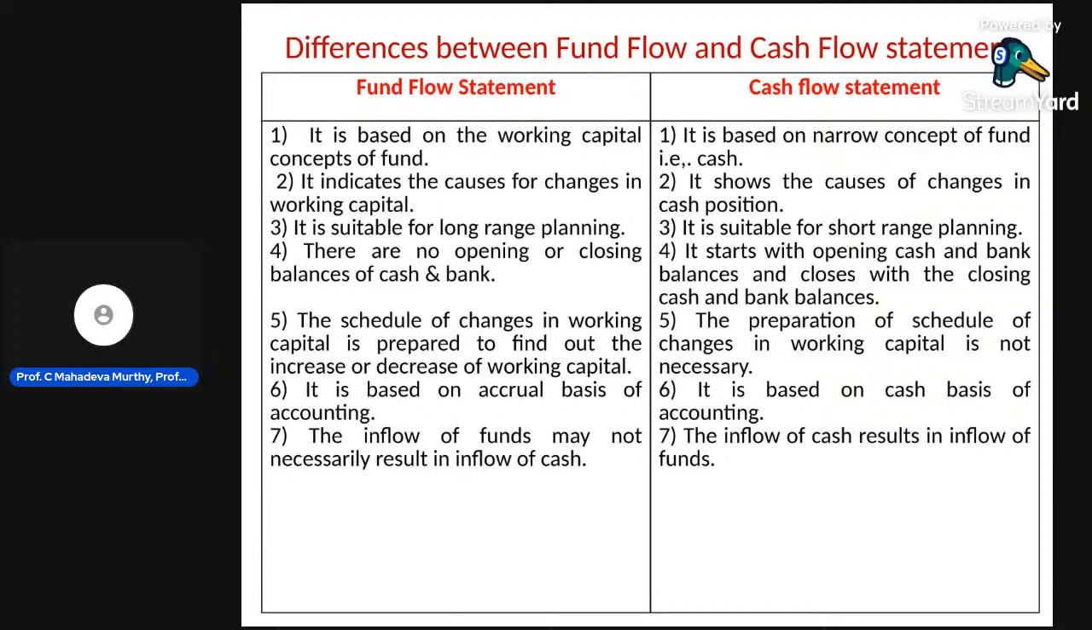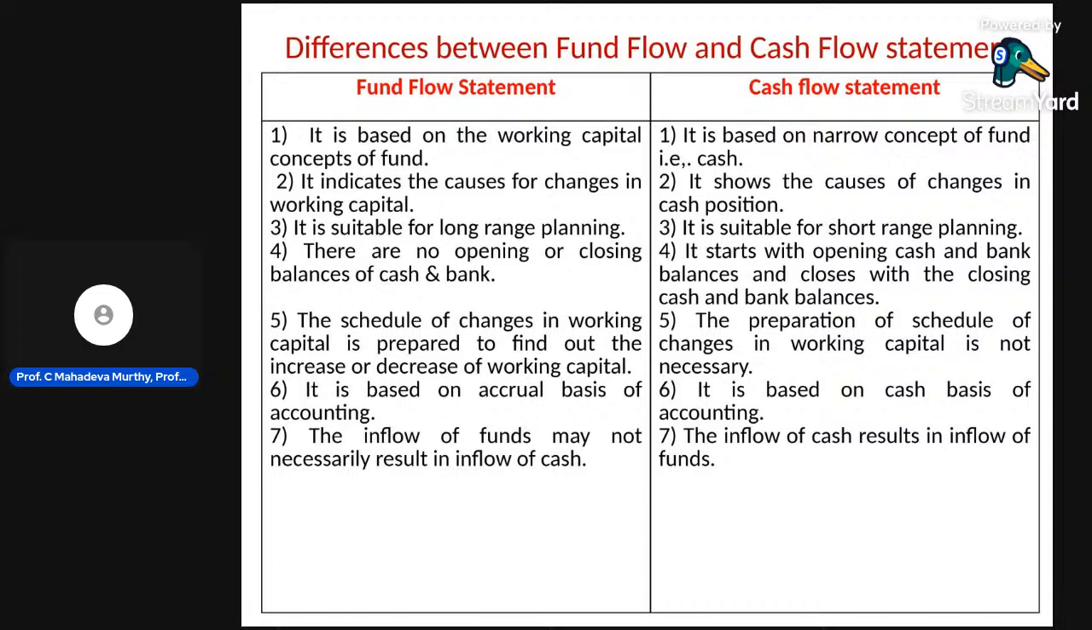The fifth difference: a schedule of changes in working capital is prepared in fund flow statement to find out the increase or decrease in working capital, but in cash flow statement the preparation of a schedule of changes in working capital is not necessary. The sixth difference: it is based on the accrual basis of accounting, earned but not received, which we also consider in accounting.